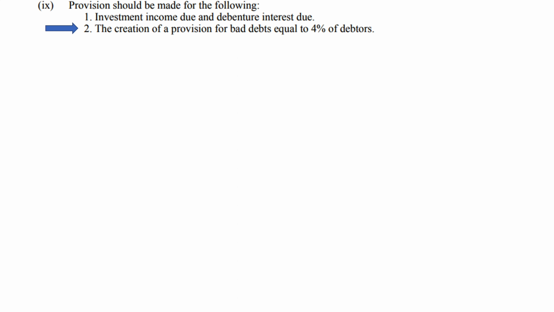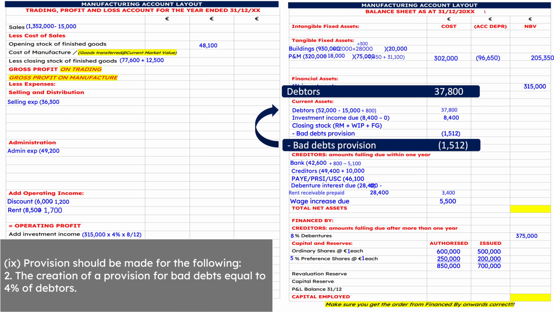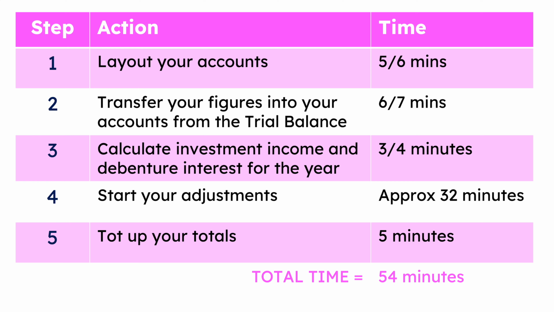So let's look at the new debtors figure. The new debtors figure in the balance sheet is 37,800. Multiply that by 4%, we will get €1,512. I haven't got that directly underneath the debtors, but there's no problem. You can just draw an arrow up, as you can see that I've done there, from bad debts provision up to debtors. And then the examiner will know you're taking it away from the debtors figure. You then have to put the whole 1,512 into the selling and distribution expenses in the trading profit and loss. And that is your adjustment done there.